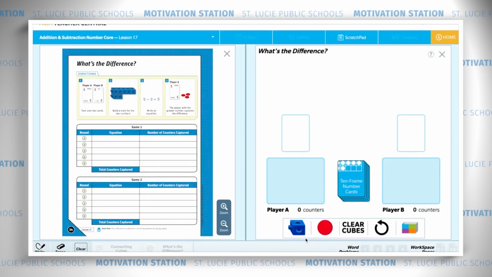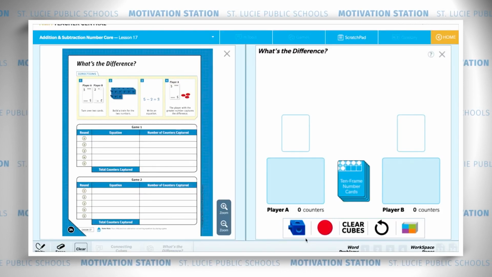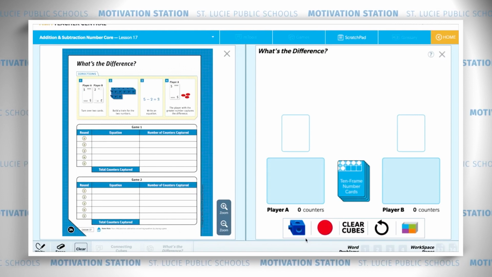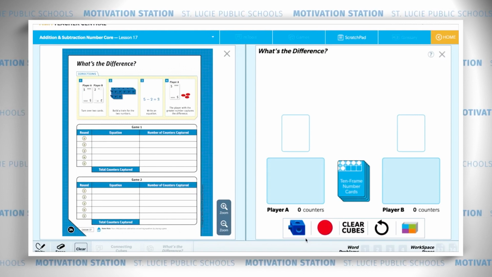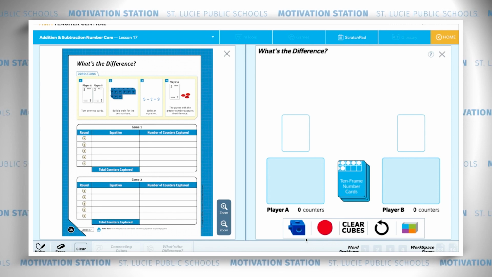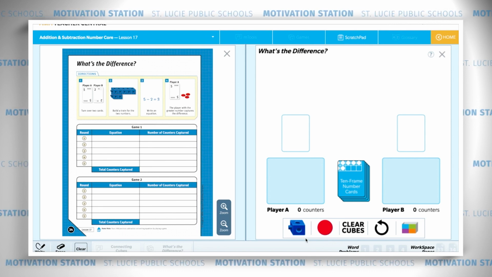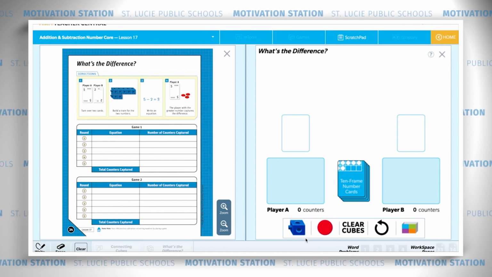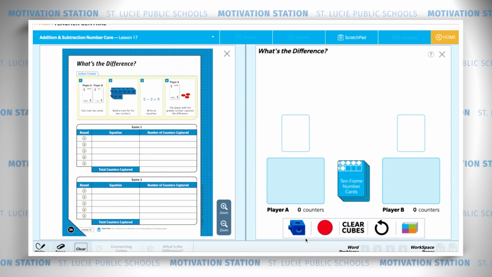Teacher has checked your work. You can turn to page 34 in your workspace book and play What's the Difference? Now, we learned how to play this game earlier in the week. I'm going to refresh your memory with the rules one round, and I will show you online. You need counters, counting cubes, and number cards.